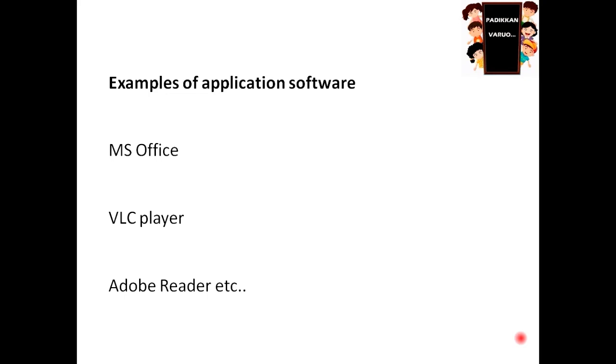Microsoft Office is a collection of packages. Then VLC Player is another application software. Adobe Reader is an application software. In our real world, we can see a lot of application software. These application software work with the help of a system software named the operating system.